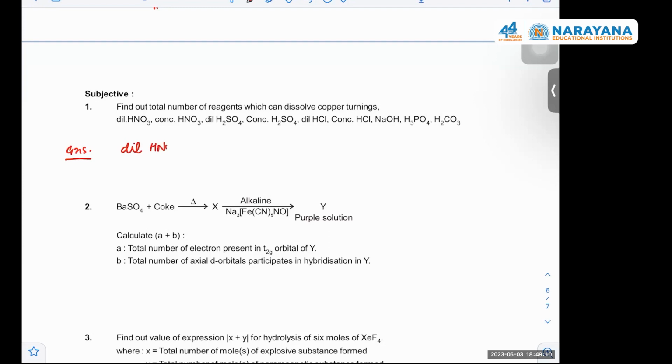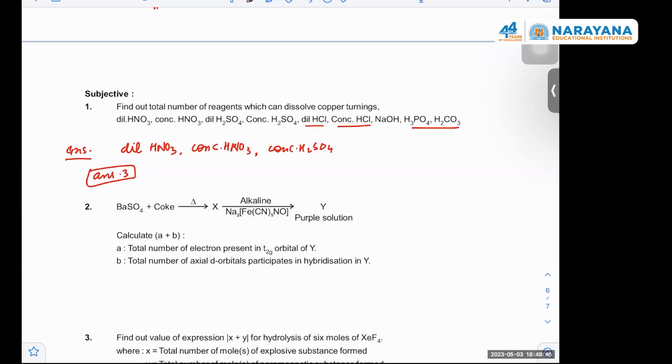Dilute HNO3, concentrated HNO3 and concentrated H2SO4. The answer is 3. Okay. What is the logic? These 3 are oxidizing agents, oxidizing acids. Copper is less reactive than hydrogen, so normal H plus will not react. Non-oxidizing acids will not react.